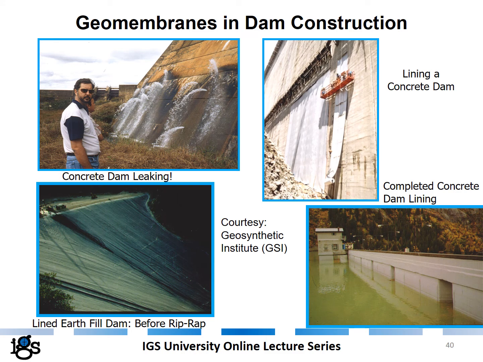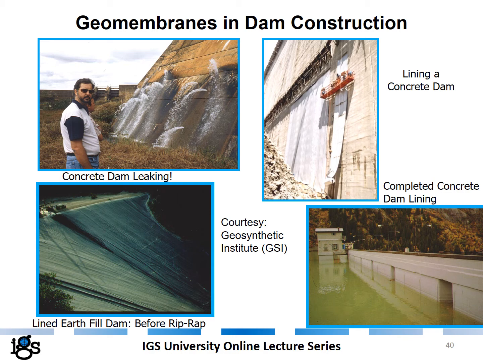Geomembranes are also used more and more in dam construction. Here you see a concrete dam, an old concrete dam, leaking. And when we say leaking, it's not just simple sweating or so, but these are like water fountains flowing through the cracks that developed in the concrete. And as you can imagine, this is also dangerous in terms of stability.